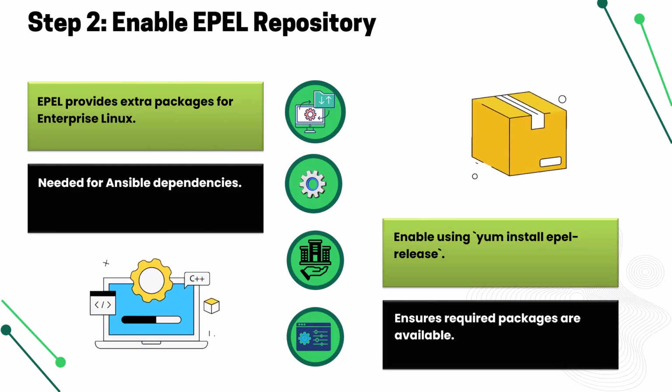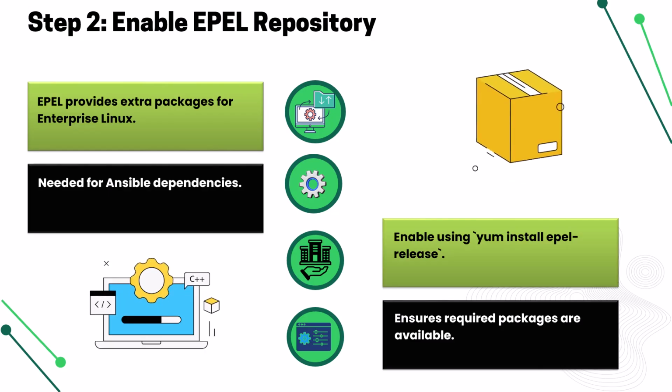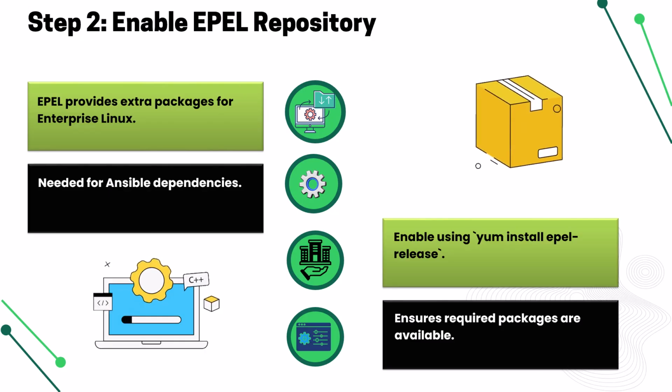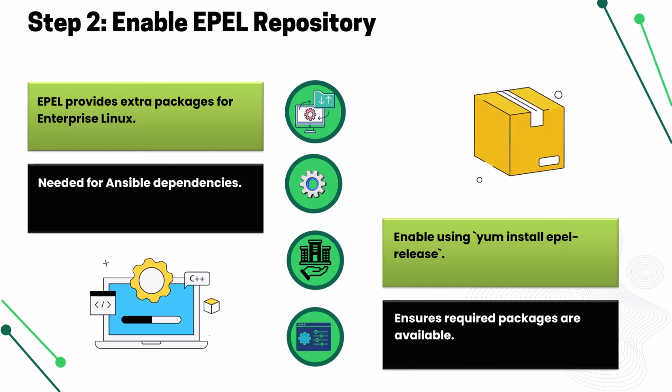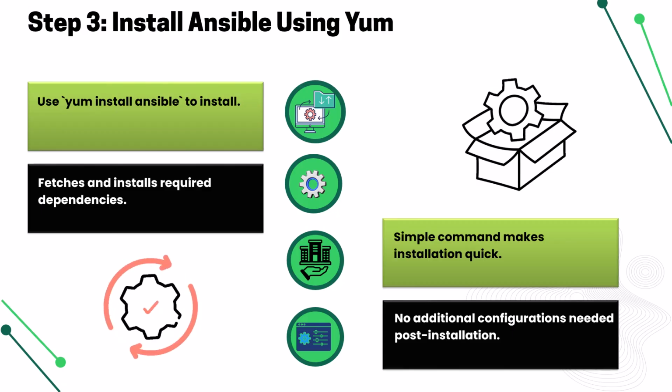Next up, enabling the EPEL repository. This is like unlocking the secret stash of useful tools needed for Ansible. With a quick command, CentOS gets access to everything needed. Easy, right? Now the big moment, installing Ansible. Just one command and boom, you're on your way to automation success. No complex configurations, just smooth sailing.